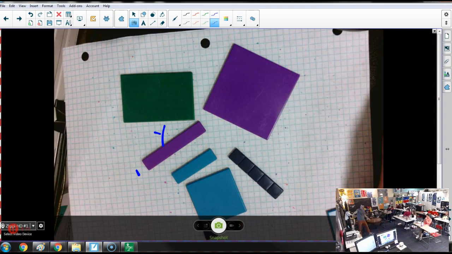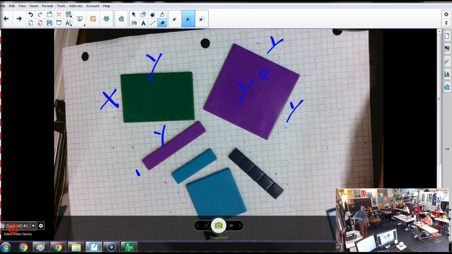So that's why. But wait, Aurea, what's this? Y squared, because it's y by y. And then the green tile, anybody who knows it? xy. Careful. This dimension lines up with x. It's the same. And this dimension lines up with y. It's the same. So that tile is actually an area of x times y.